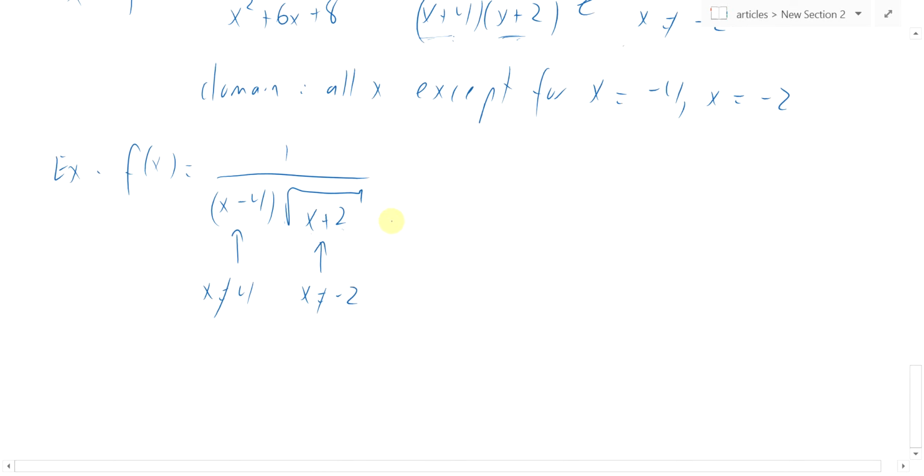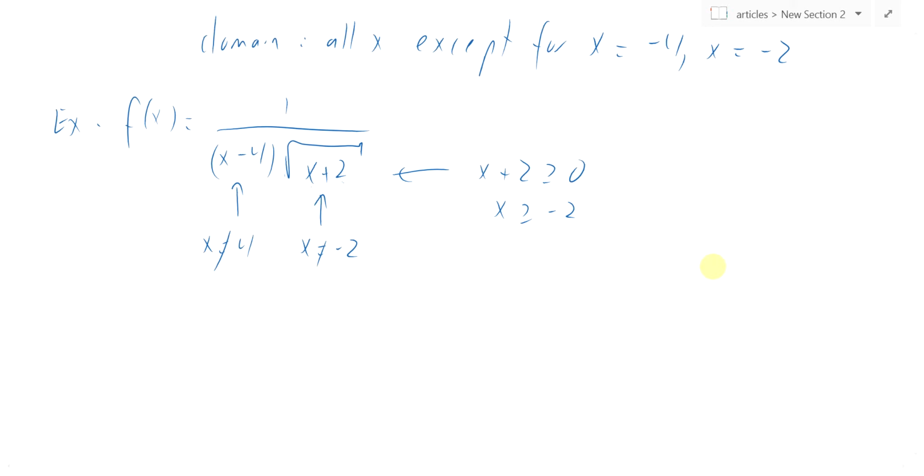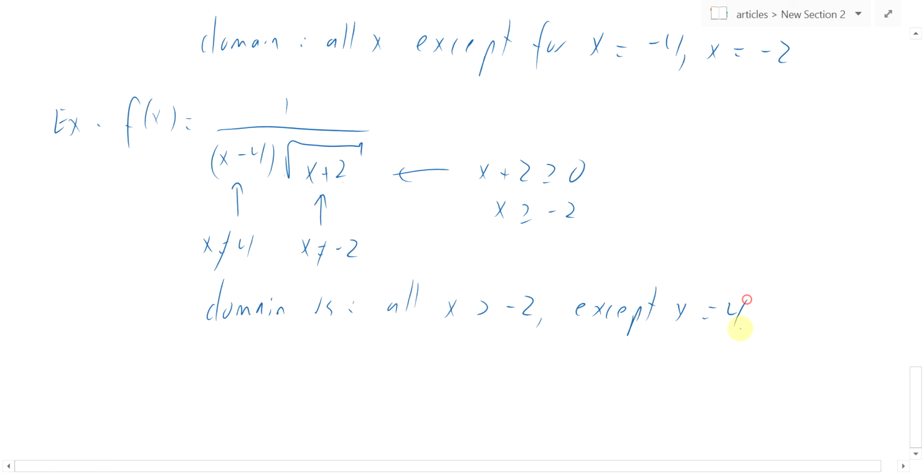But also, the thing inside the square root, the x plus 2, has got to be greater than or equal to 0, because otherwise the square root function doesn't work. And so that means x has got to be greater than or equal to minus 2. So putting all this together, what does that mean? The domain is all x greater than minus 2 except x equal to 4.